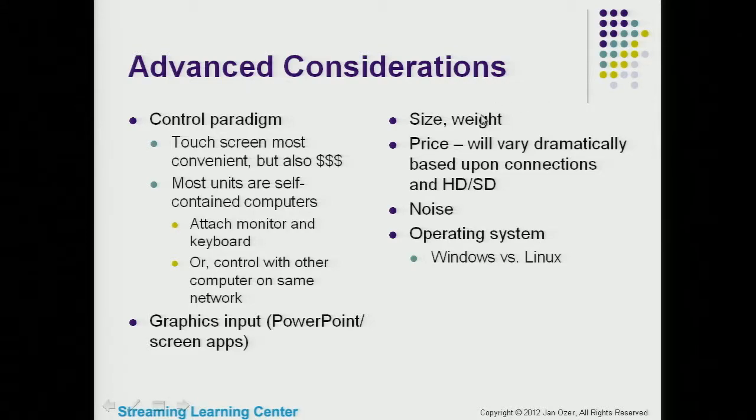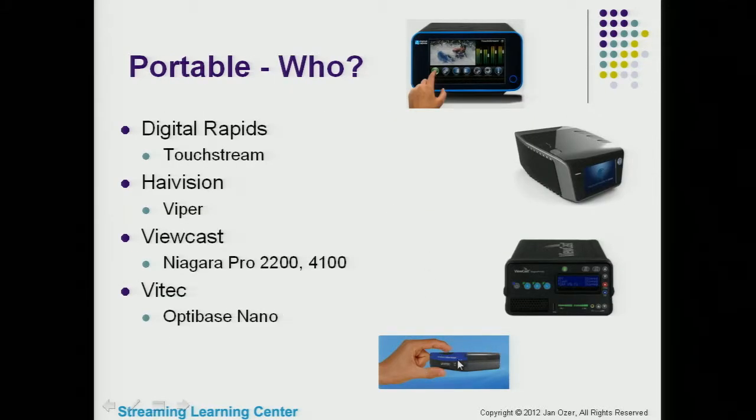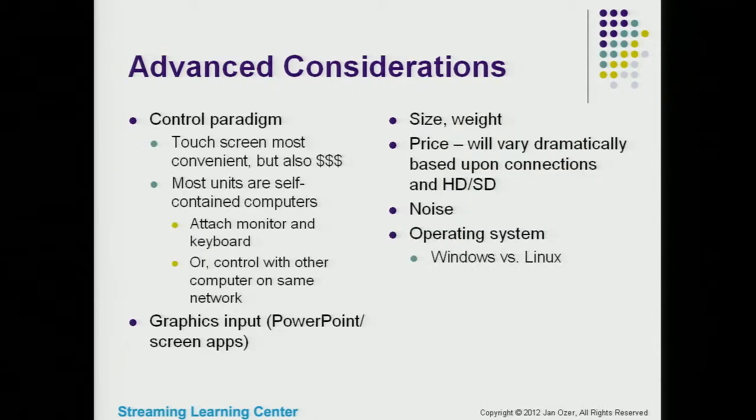Size and weight will differ dramatically. Pricing will also vary dramatically based upon connections here. Digital Rapids can get quite pricey for HD SDI in and HD output. Big difference in this category is noise. Again, this unit is perfectly quiet. There's no fan. Can work anywhere. All of these other units are too loud to really have close to your speaker or anywhere in the room where people are trying to listen to it. And again, operating system. You've heard my mini rant on Windows versus Linux.